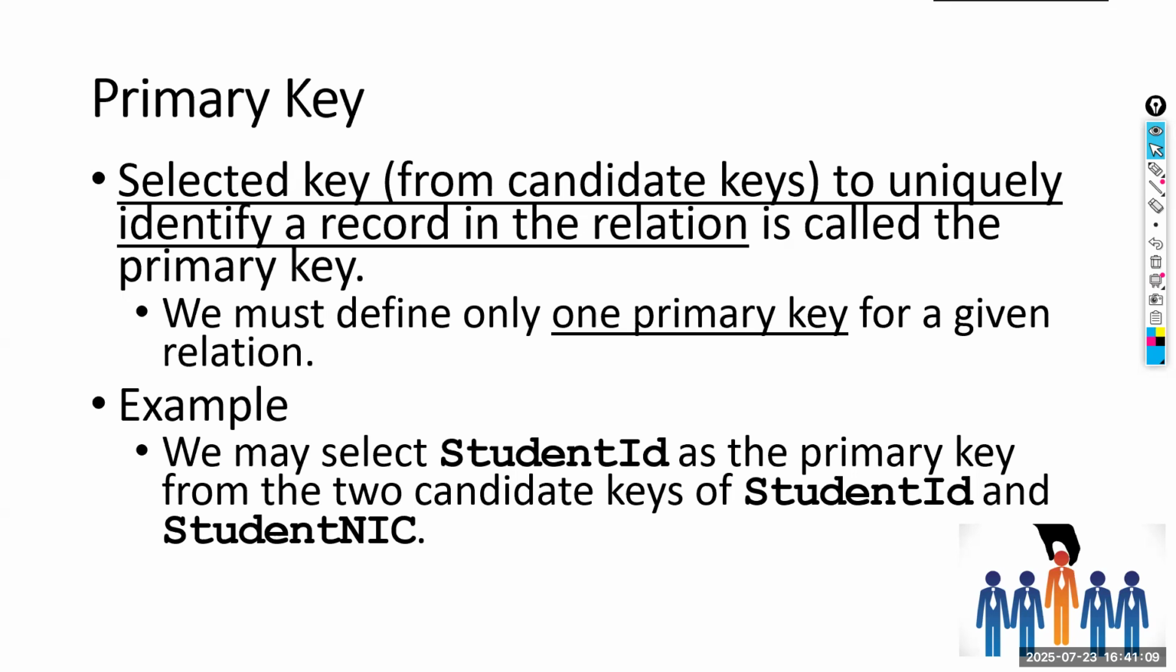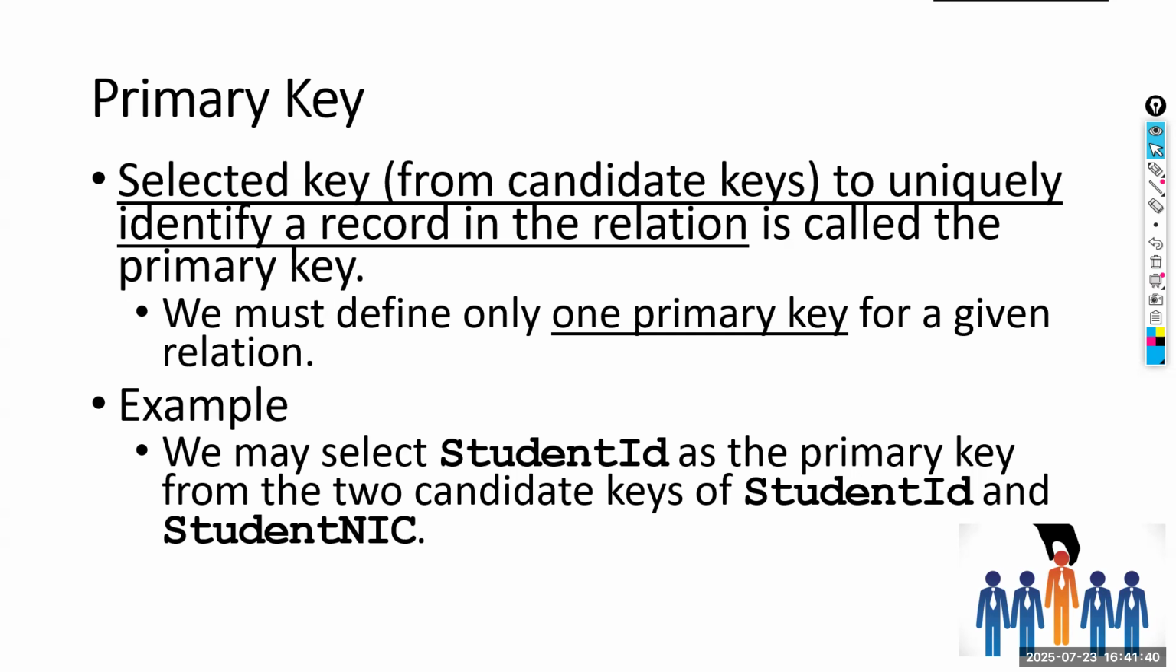Say we had two candidate keys, employee ID and NIC number. If you are a very realistic person, you will most probably select, maybe if it is student ID as the primary key. Maybe you had the NIC number also. Then NIC number is not a primary key, still it's a candidate key.